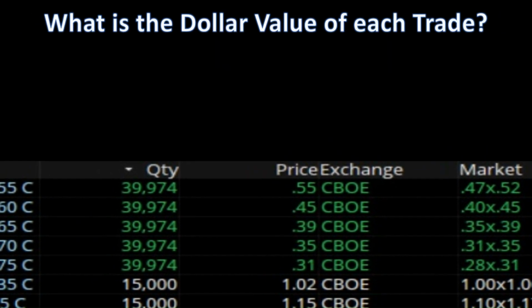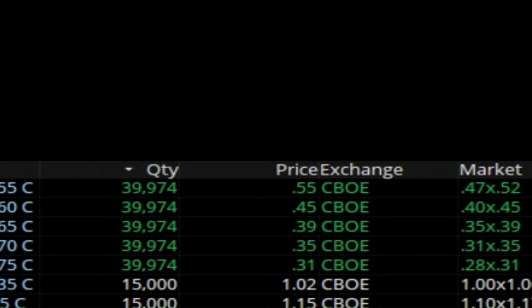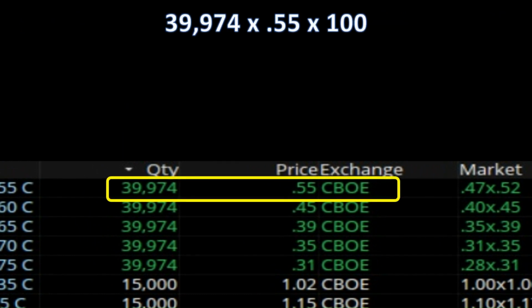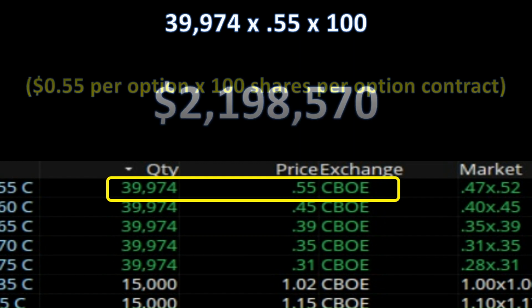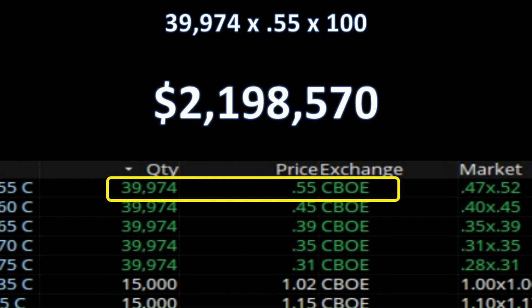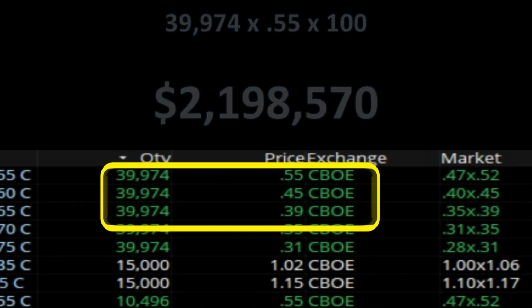Now, what's the dollar value for each one of these trades? It's actually very easy to calculate. We have here the quantity, 39,974 contracts traded, and they traded at 55 cents each. And it's important to note that an options contract always is in increments of 100 shares. So very simply, you take 39,974 contracts times 55 cents times 100, and that leaves us with a net sum of nearly $2.2 million. That's how much they spent to buy this one particular options contract.